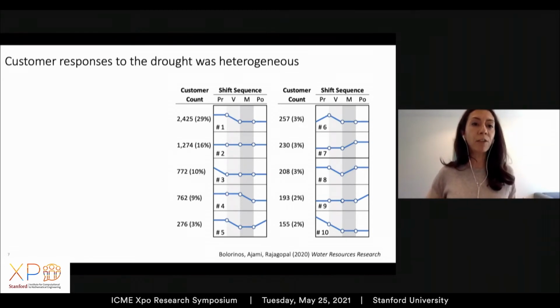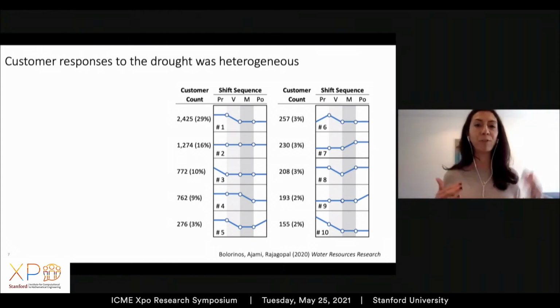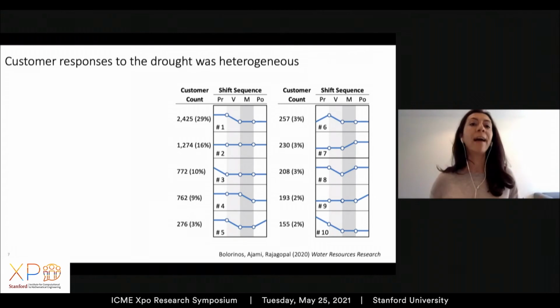Then we identified different archetypes. What you see is the customer responses to the drought was heterogeneous. It's interesting, I was listening to Jenny, and I was thinking, these are all people who are clustering in different forms and shapes, a very similar idea. So you need to understand how they are responding to the drought, and then how they are changing their behavior.